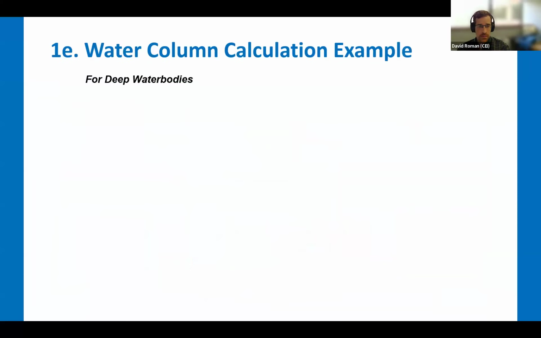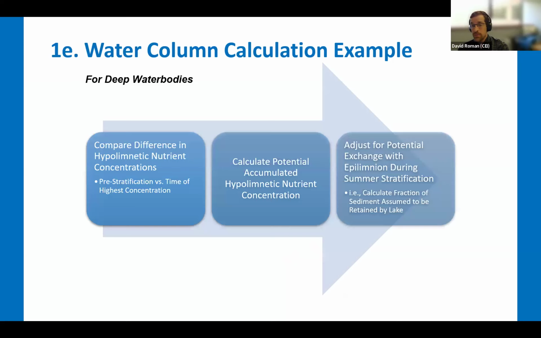So one example is water column calculation. So this is really more for a deep water body that could be stratified into an epilimnion versus a hypolimnion. So the way this is done is calculating the difference in concentrations at the bottom of the lake over time.